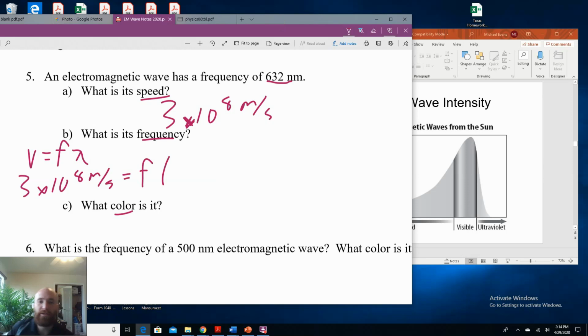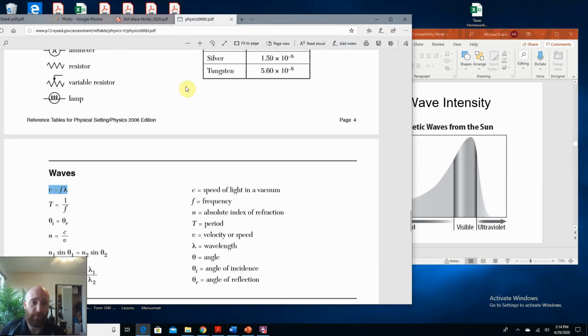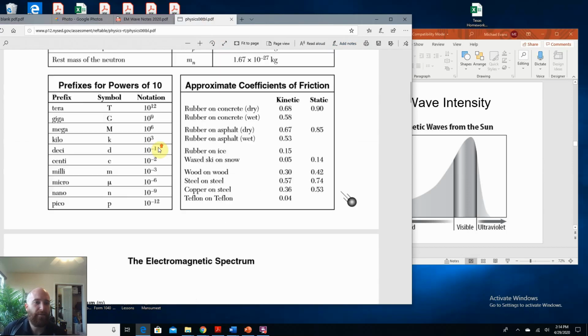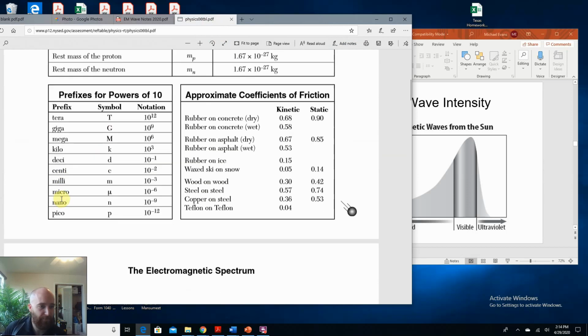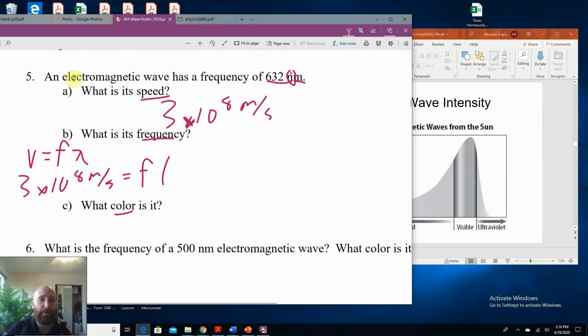Now this 632 nm, m stands for meters, but it's this n that we've got to figure out. You'll see this n a lot in this topic, because that's roughly the wavelength range of visible light. So that prefix, we know what to do with that because it's on the reference tables, front page, bottom left. n stands for nano, which is times 10 to the negative 9. You'll probably get to memorize it because it'll show up quite a bit. So what I'm going to do is 632 times 10 to the negative 9 meters.